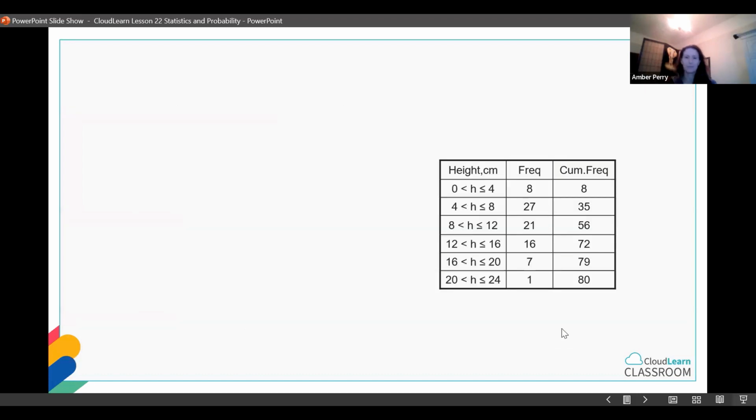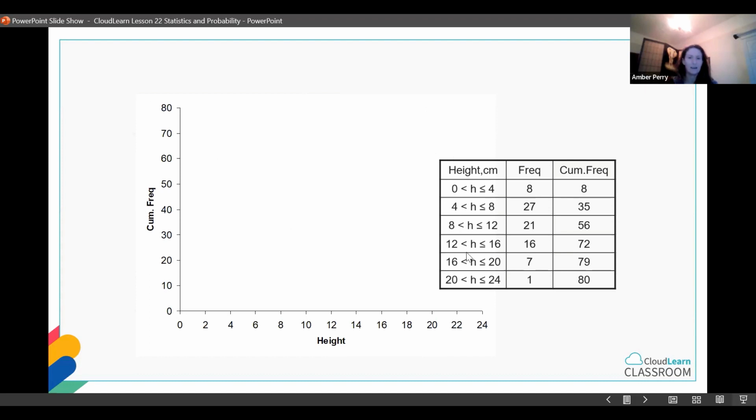Okay. So looking then at drawing it, we are going to always plot cumulative frequency on the y-axis, on the vertical axis here. So that cumulative frequency should always go from 0 up to the total number. And the height, or the time, or the width, or the length, or whatever it is, should always go on this one here, okay? And then you're always going to plot the upper class boundary. So you're always plotting these numbers, okay?